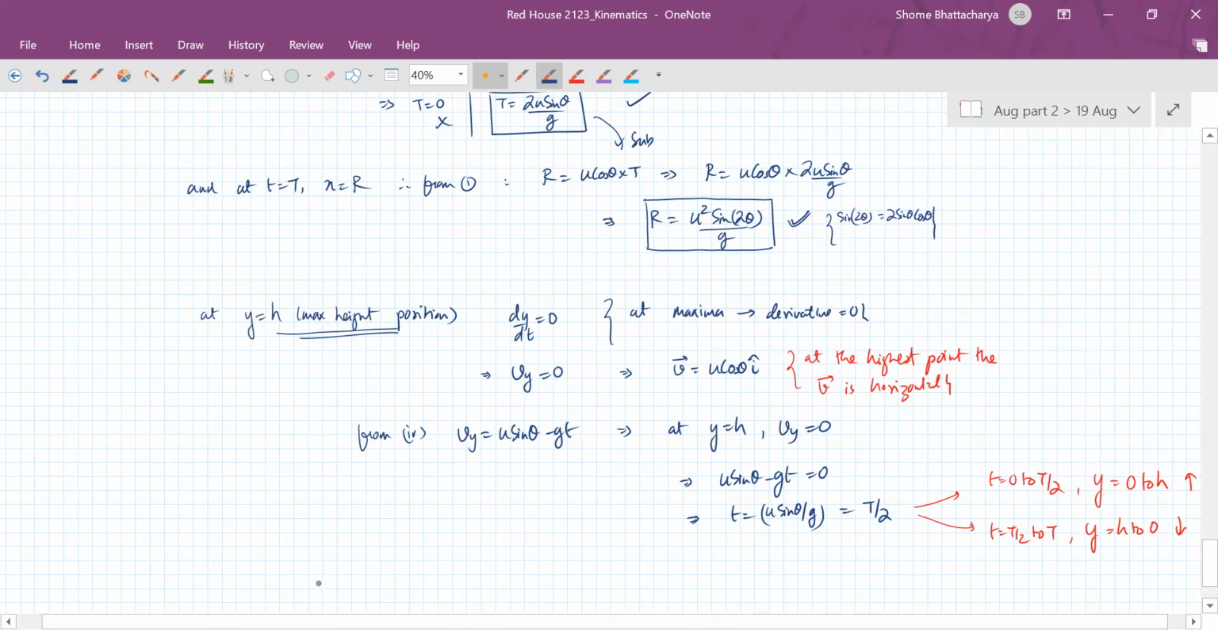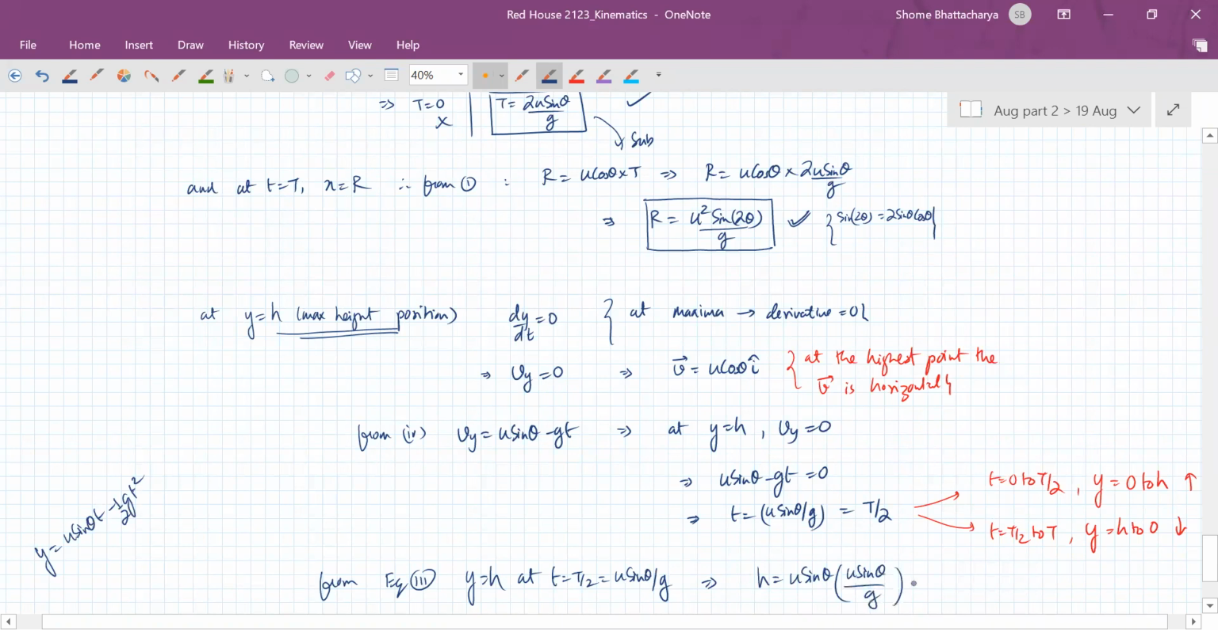And now to get the maximum height, we just need to substitute in equation 3, y is equal to h at t equal to T by 2, or u sine theta by g. The third equation was this, that y is u sine theta t minus half gt square. So in this, substitute the value of y as h, and the time as u sine theta by g. So that will give us the formula for the maximum height. So half gt square will become half g into u sine theta by g whole square.